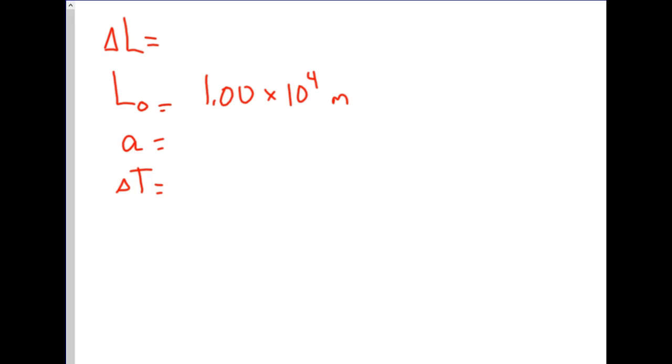Coefficient of linear expansion of 12 times 10 to the negative 6, that's the alpha symbol. That's either going to be stated right in the problem, or you're going to have to look at the data table. Generally, alpha comes from a data table. You're not usually calculating alpha. So 12 times 10 to the negative 6 per degrees Celsius.